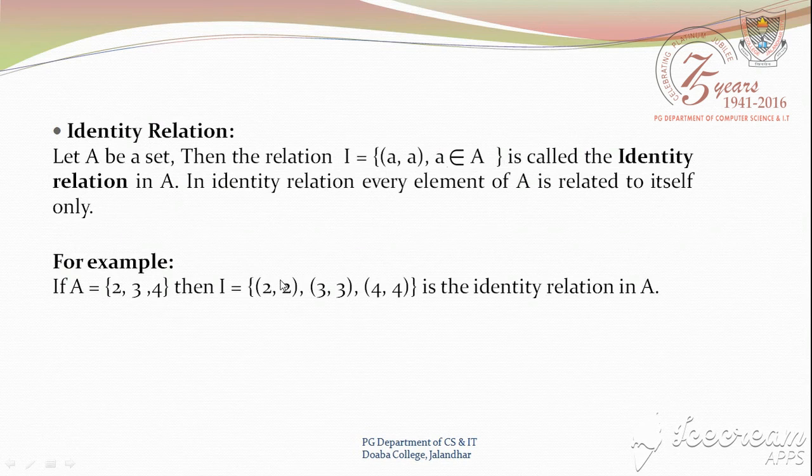Definition of identity relation. Let A be a set, then the relation of the form a related to a, where a belongs to set A, is called the identity relation. For example, if set A contains 3 elements, then the relation in which element 2 is related to 2, 3 is related to 3 and 4 is related to 4 itself is called the identity relation. We can also say in identity relation every element of A is related to itself only.